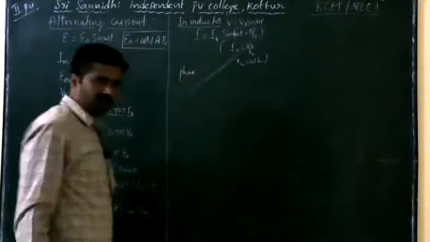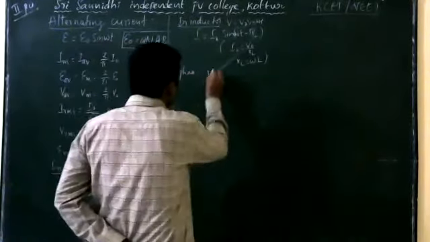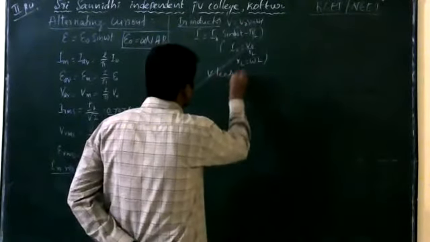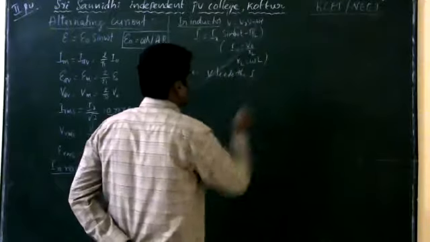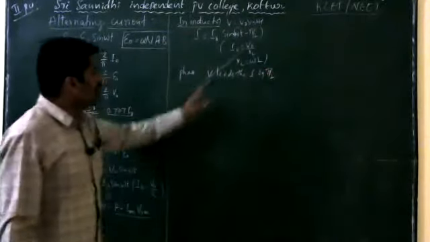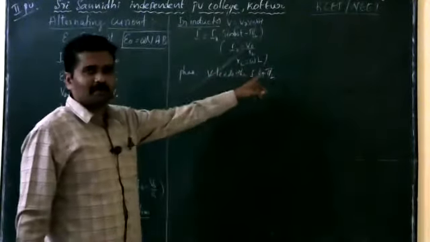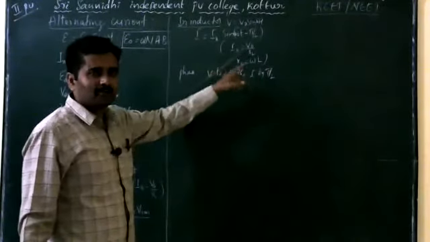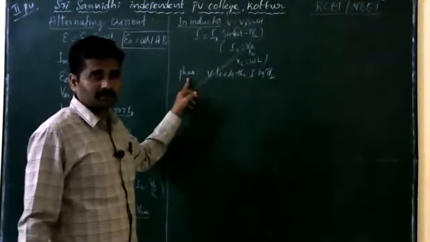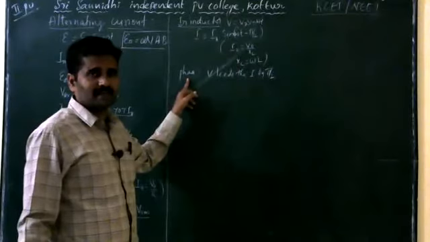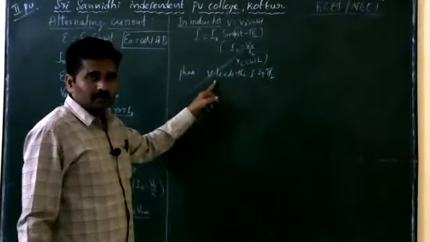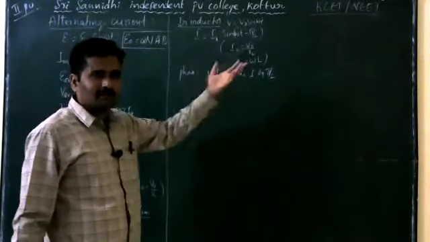Now the phase angle. Voltage leads the current by pi by 2. Voltage leads the current by pi by 2. Questions are asked directly on this in objective exams. So the phase in an inductor is: voltage leads the current by pi by 2.